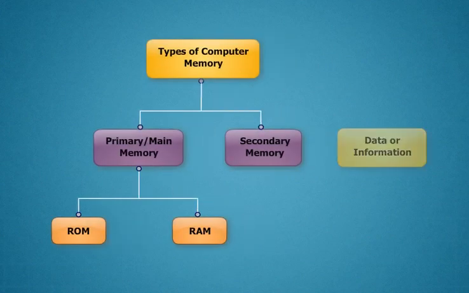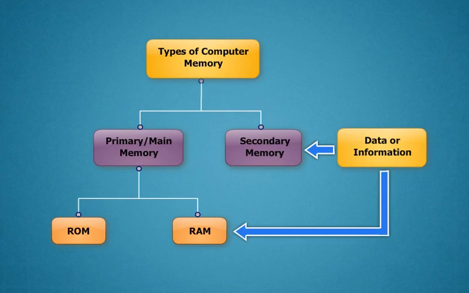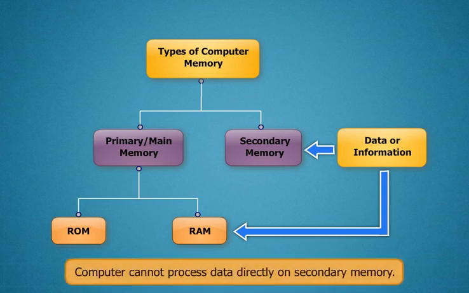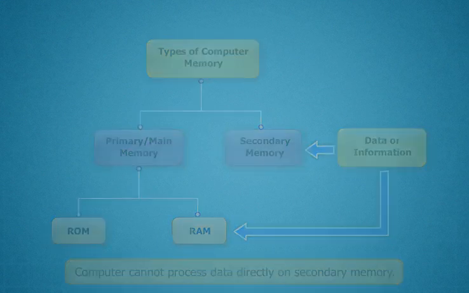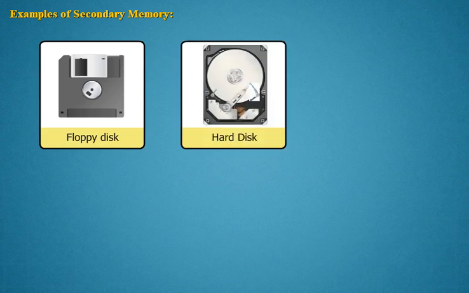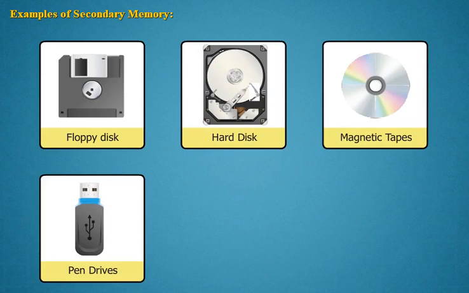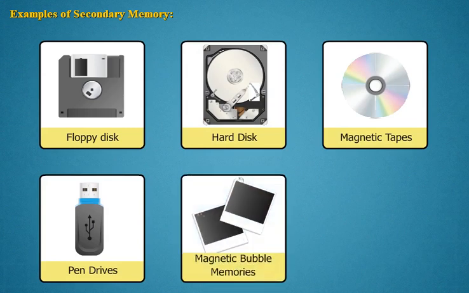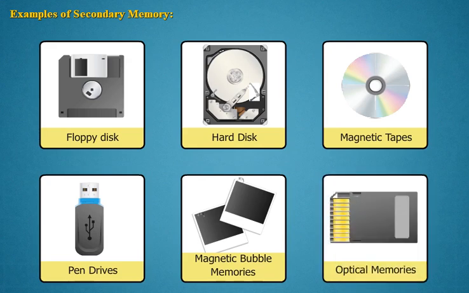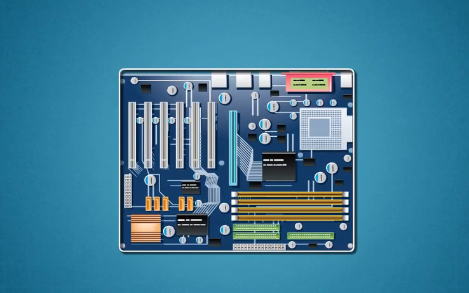Any data or program that is kept on secondary memory needs to be copied on RAM to get used by the computer. Computer cannot process data directly on secondary memory. Examples of secondary memory are floppy disk, hard disk, magnetic tapes, pen drives, magnetic bubble memories, and optical memories. It is interesting to know about computer memory.